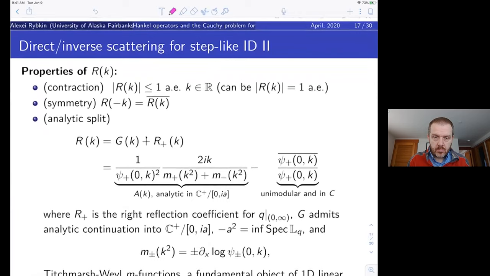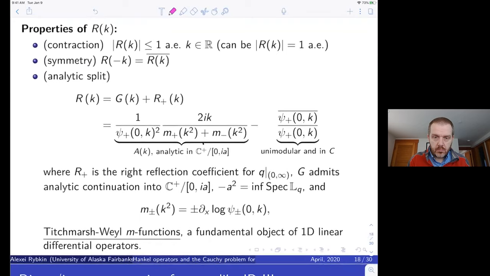The most important, I would say, is that the reflection coefficient can be split into a reflection coefficient which corresponds to the part of the potential or initial data supported on zero to infinity, or as a matter of fact, on any interval, say b to infinity. This reflection coefficient would not depend on what's going on with the potential at minus infinity. That part is handled by this function, which, even though on the real line it may be really ugly, admits analytic continuation to the upper half plane.